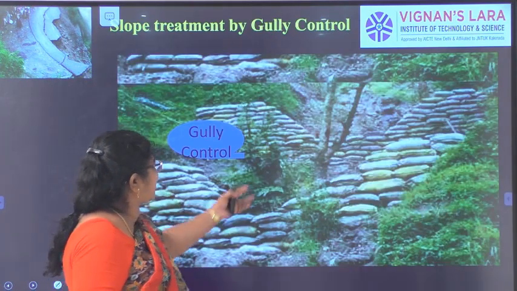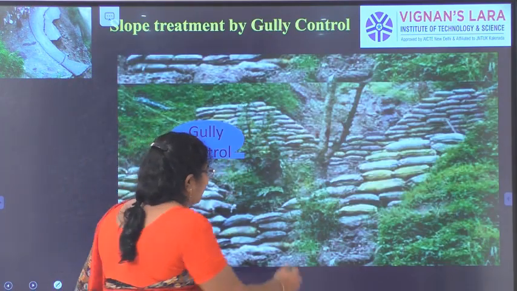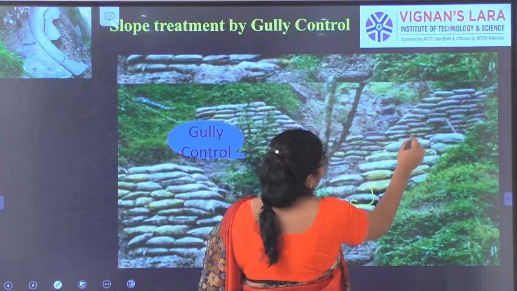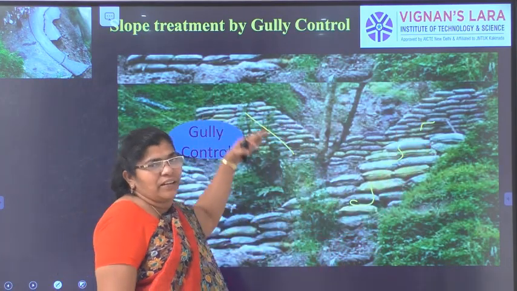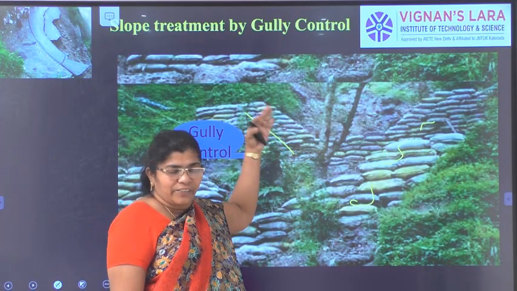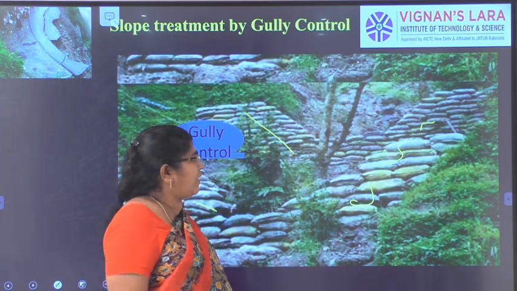Here you can see gully control, that is the gunny bags. Gunny bags fully packed will give the pressure there, and it will not give an overflow of the landslide.